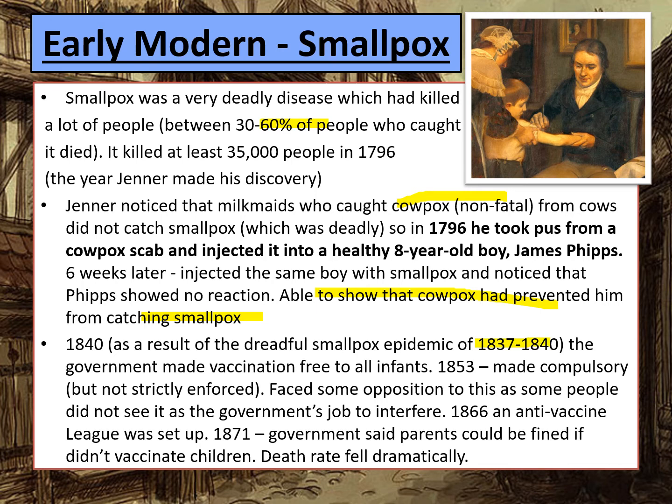So the government then responded in 1840 by saying that vaccination for smallpox was going to be free to all infants. So trying to encourage parents to give their children this smallpox vaccination. And in 1853, they even made it compulsory. However, they didn't strictly enforce it. Now, there was even an anti-vaccine league that was set up in 1866 to go against this, but the government remained strong on it and said that parents could be fined if they didn't vaccinate children.